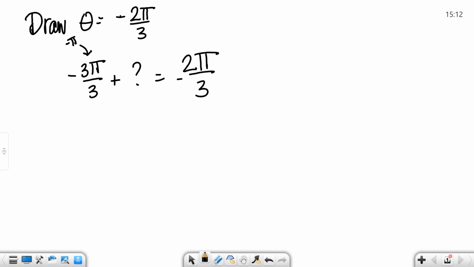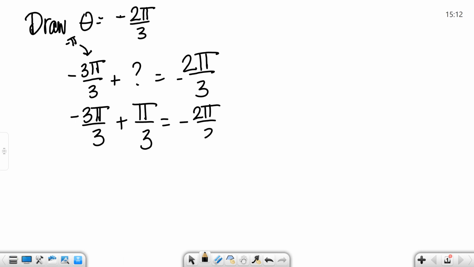All right, I want to be at negative 2 pi over 3. So what do I have to add to this negative 3 pi over 3 to give me negative 2 pi over 3? The solution to that would be I have to add pi over 3.